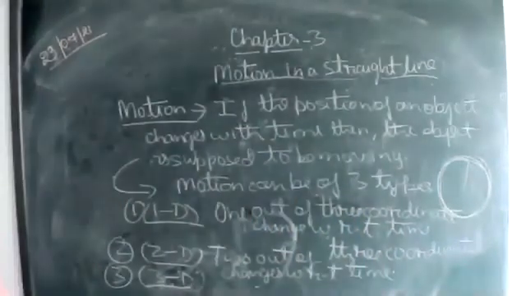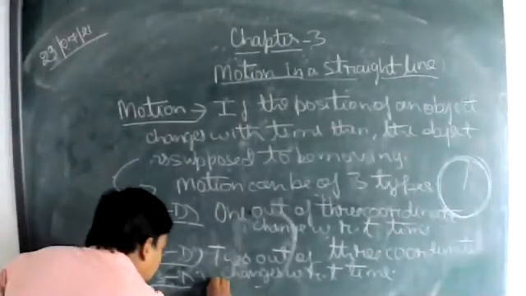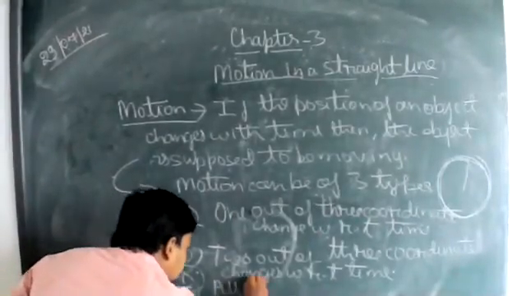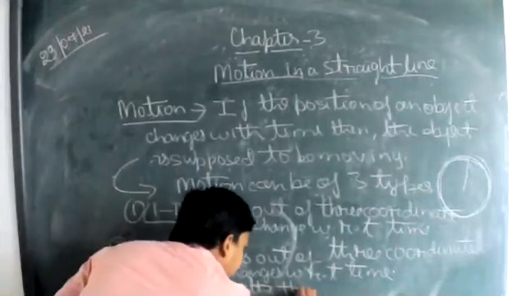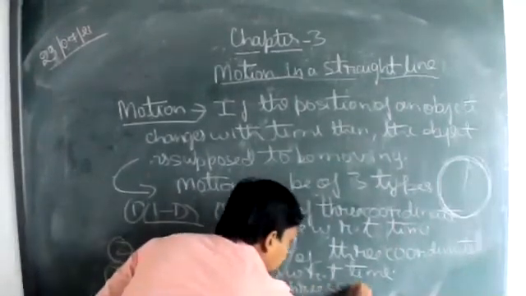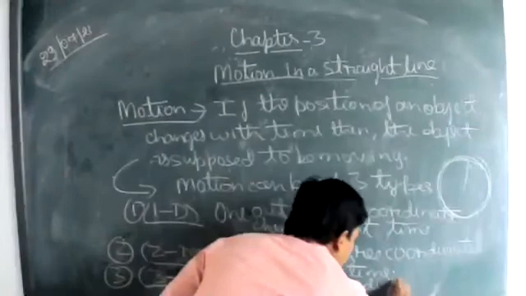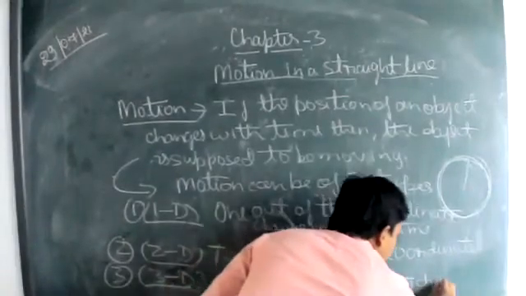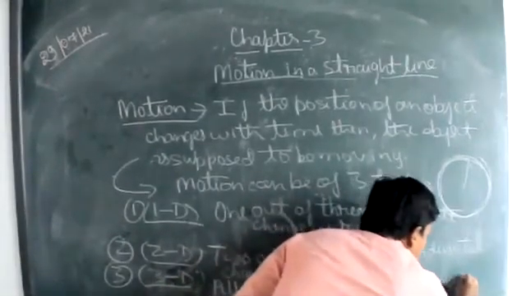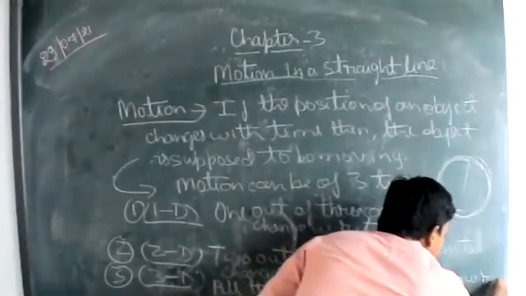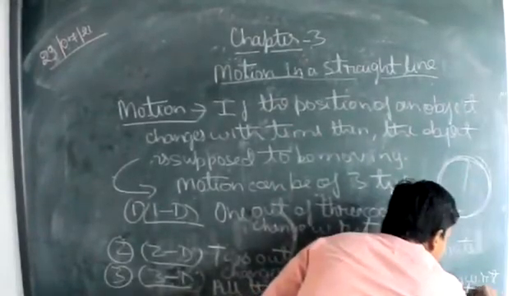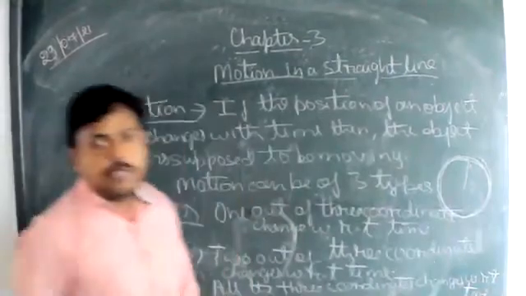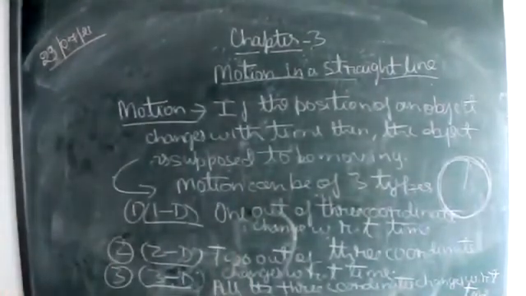And in case of 3D motion, what happens? All the three coordinates change with respect to time. So this is the basic definition of 1D, 2D, and 3D motion.